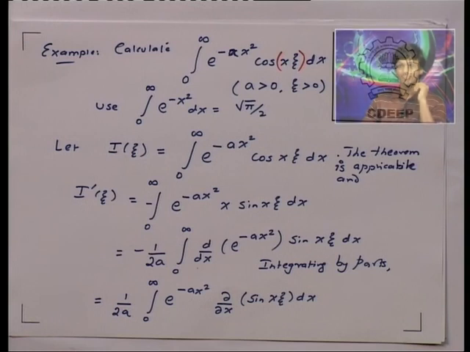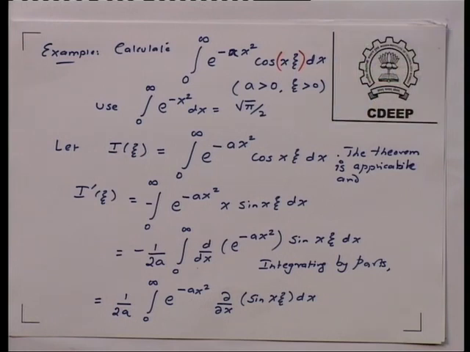What is the next step? Carry out the differentiation, no? What are you going to get? Psi cosine x psi, and we are integrating with respect to x. So psi can come out, psi can come out, and what do you get as a result? I prime of psi equal to psi over 2a into I of psi, which is a linear first order ODE.